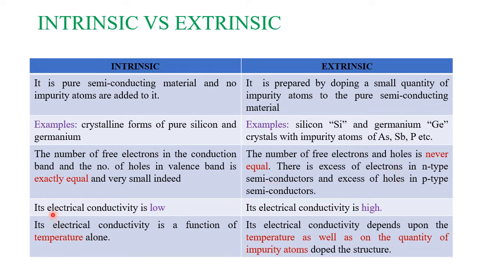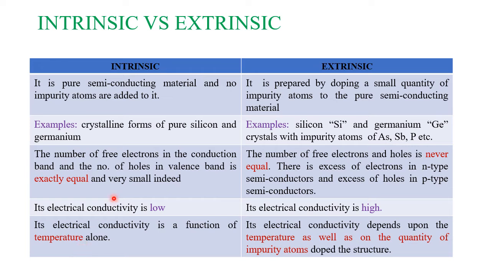Okay, and the next point is that the electrical conductivity is low. That is why, since it doesn't have any free electron or free hole, it is very difficult, so the conductivity is low. All right, in an extrinsic semiconductor, the conductivity is high because of the presence of excess electrons or excess holes.